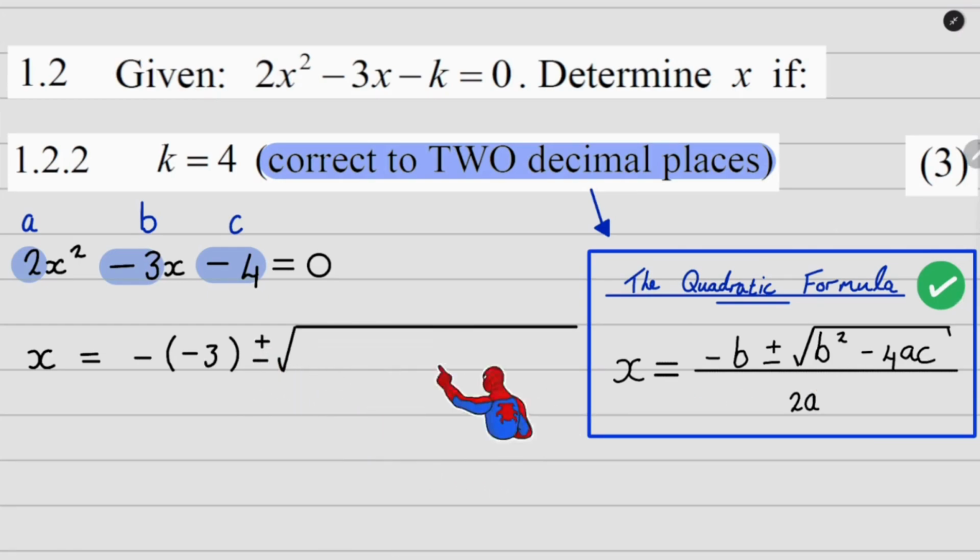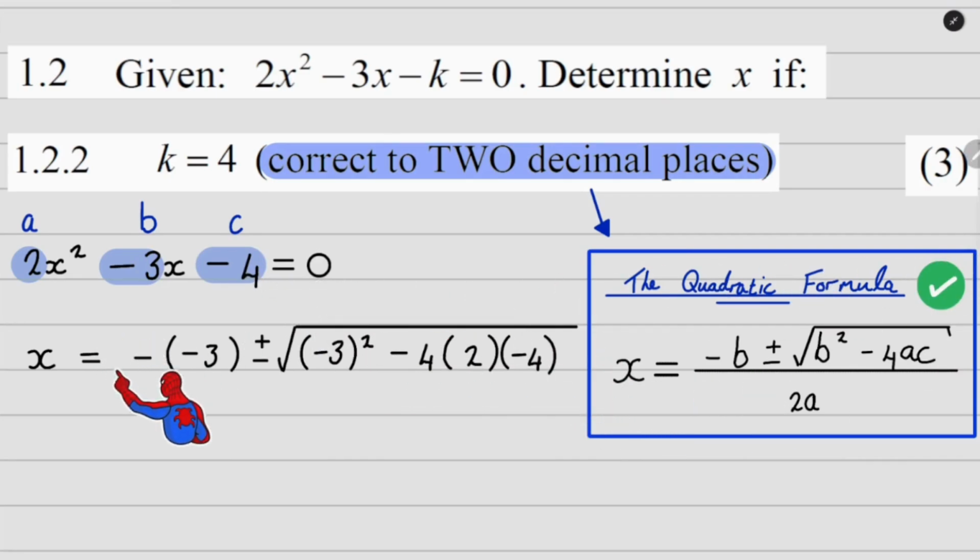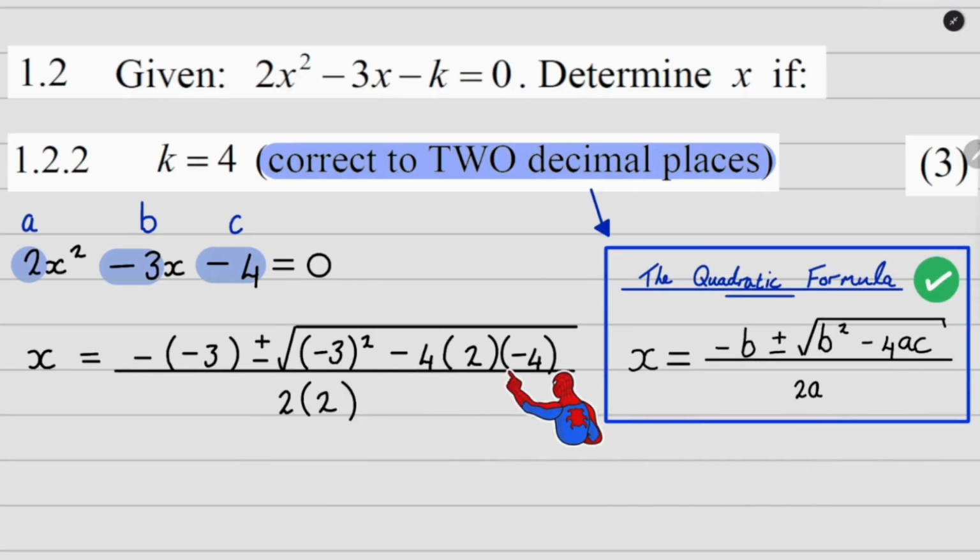The first thing that goes under the root is b squared. Just make sure to use brackets. Then I've got a minus 4, and then I'm going to put a in this bracket over here. And lastly, I've got to put c in this bracket over here. My c is -4. That sorts out the top. Now we're going to do a huge divide line, and we're going to put 2a at the bottom. Now we're finished with substitution.